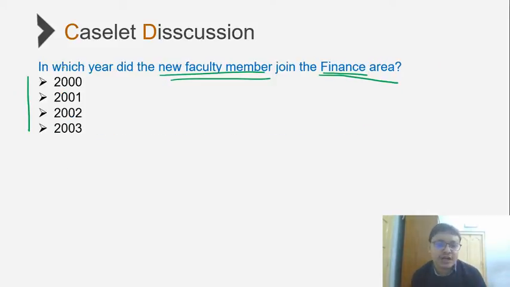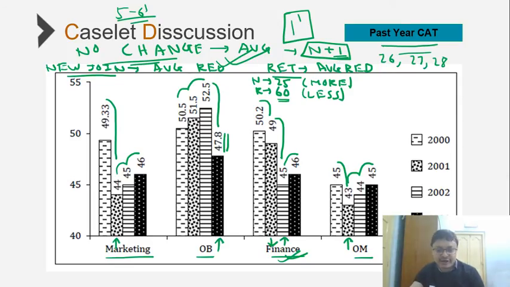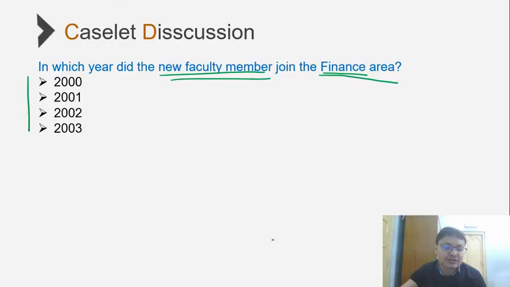Similarly, the third question is saying, in which year did a new faculty member join the finance area? So as you can see in the finance area, the old faculty member retired in 2001, the new one joined in 2002, which means the answer is option C, that is 2002.